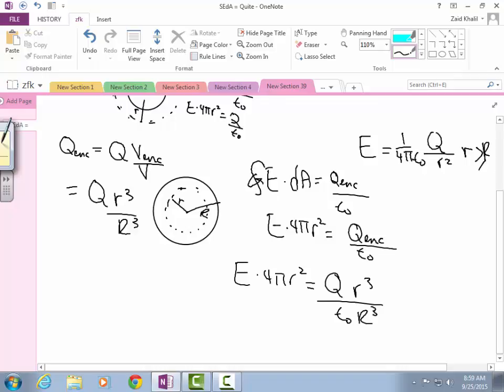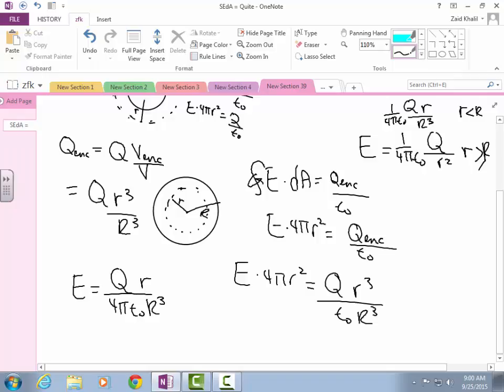And what do we end up with? E equals... That's right. Does that make sense? Yeah. How can you tell? Because if little r is equal to big R, it matches. So for r less than R, it's 1 over 4 pi epsilon 0, Q r over big R cubed. And notice this was so easy. It's like evil how easy it is.